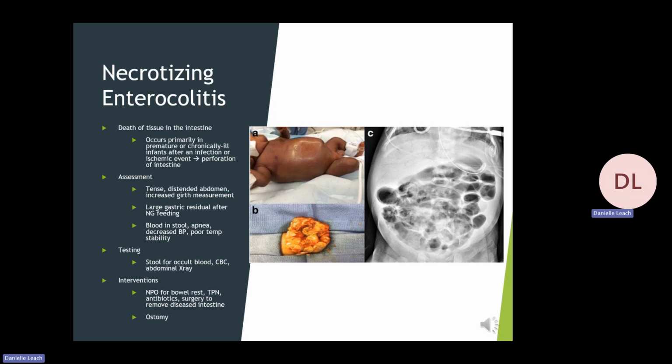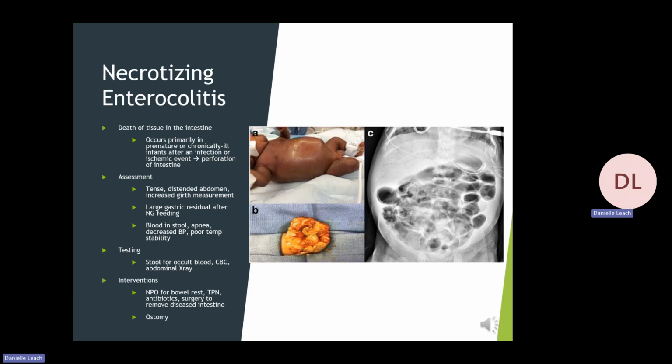They may have a large gastric residual after an NG feeding. So like you learned in 5th semester, we check residual usually before we give the next feeding to make sure that there's not a whole lot left in the belly. So for this, it depends on how much the baby is eating, how large the residual is. So I can't give you really a number, but if the number is very high compared to how much the baby is eating, that could be a sign.